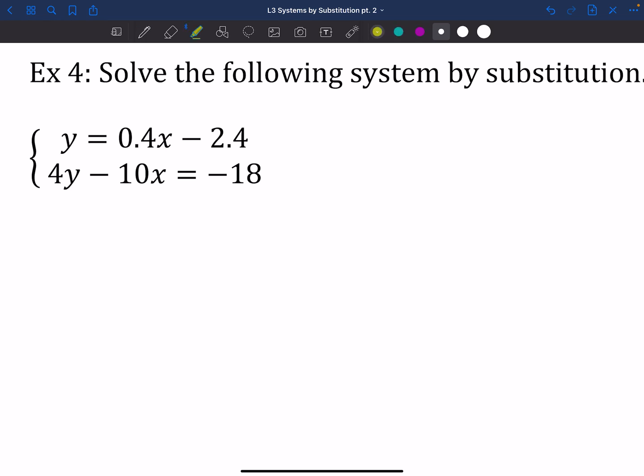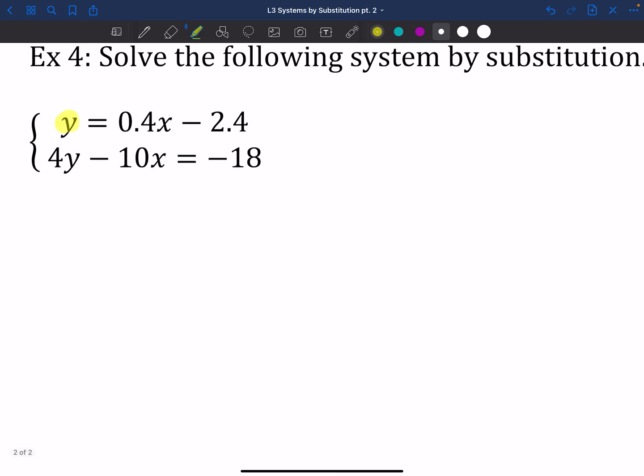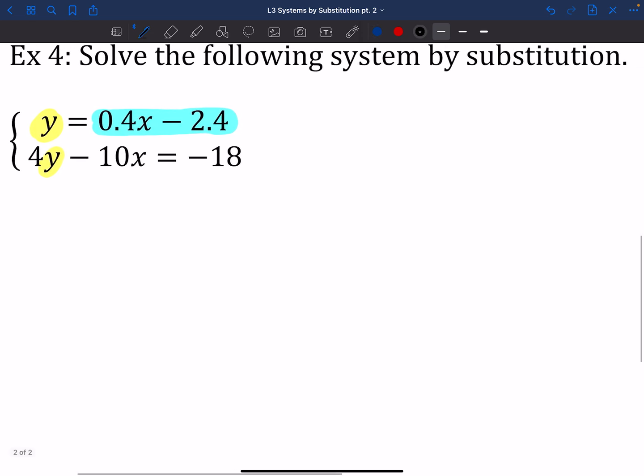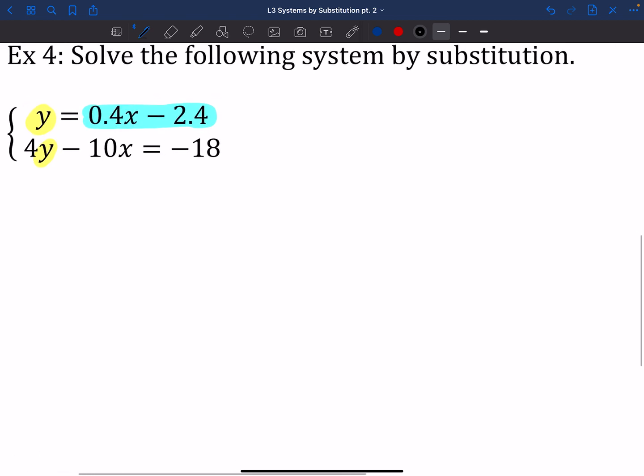We're going to start off the same way. We're just going to evaluate what we've got for equations here. We've got that y is equal to 0.4x minus 2.4. On the other one, we have 4y minus 10x equals negative 18. So you can see that I was highlighting as I went. We're going to take all that blue stuff and smush it in for the yellow stuff in that second equation, because y is equal to all that, so we can replace y with all that stuff. And when we do that, it's going to look something like this.